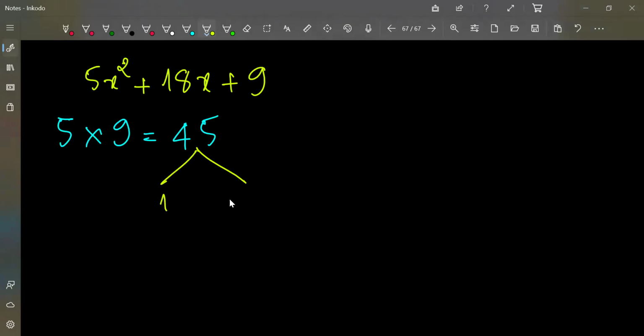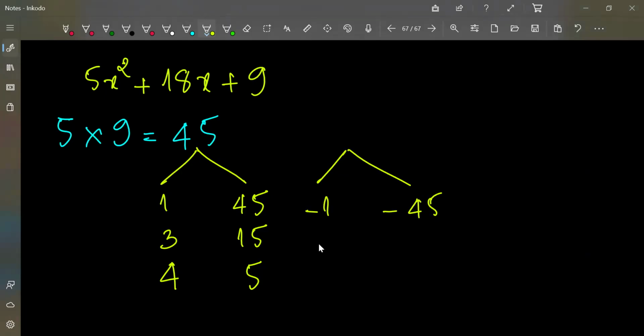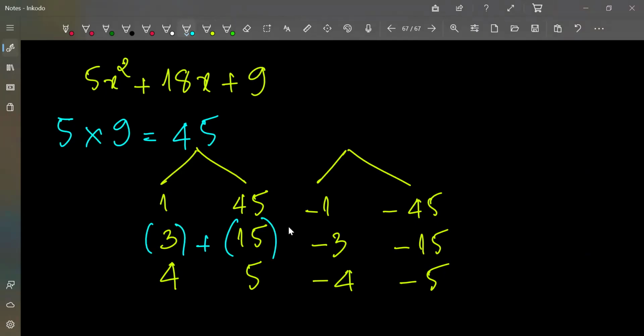So we get 1 and 45, 3 and 15, 5 and 9, negative 1, negative 45, negative 3, negative 15, negative 5 and negative 9. So let's check which pair adds up to 18. Okay, this is the second pair because 3 plus 15 equals 18. So 3 and 15 are the numbers that we are looking for.